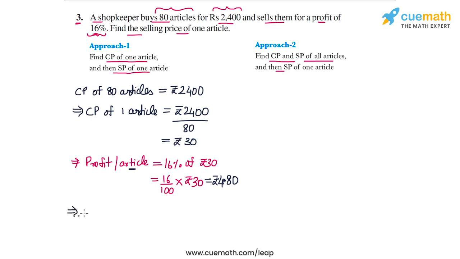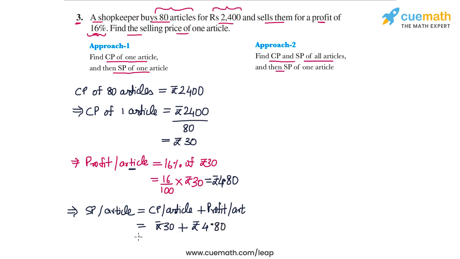And this means that the selling price will be, so let's write it as, selling price per article will be the cost price per article plus the profit per article. And this is equal to rupees 30, the cost price, plus profit per article, which we calculated as 4 rupees 80 paisa. So 30 plus 4 rupees 80 paisa is rupees 34 and 80 paisa. So the selling price per article is 34 rupees and 80 paisa.